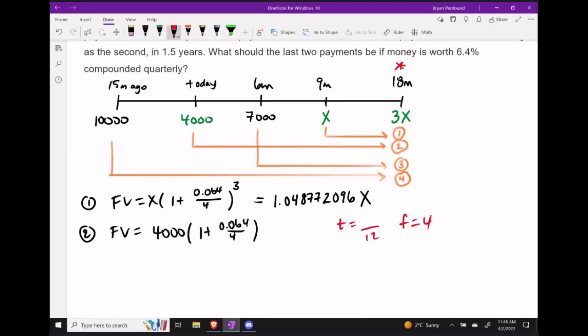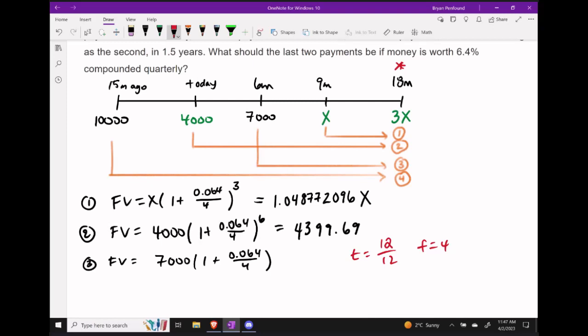Next, we need to find the future value of the $4,000 payment that happens today. Well, this should go through 18 months, so our time variable here is going to be 18/12, and we know the frequency number is 4, so let's take 18/12 and multiply by 4, and that indicates to us we should go through 6 compounding periods. And when we simplify this expression, we should get a future value of $4,399.69.